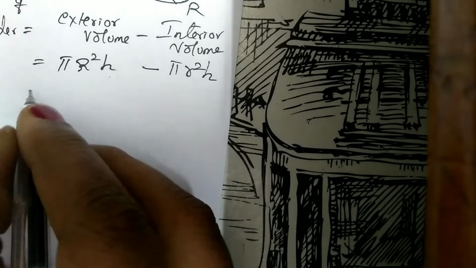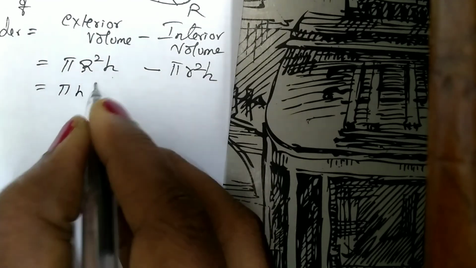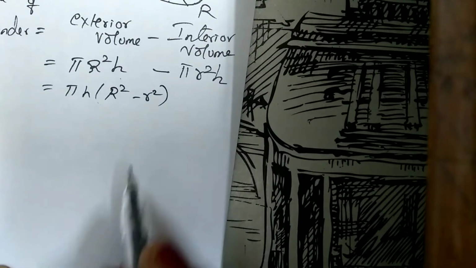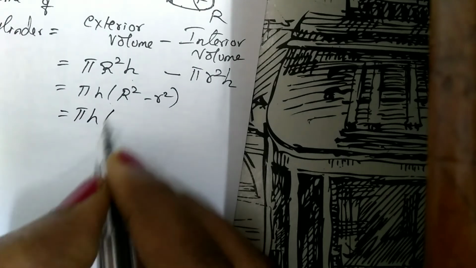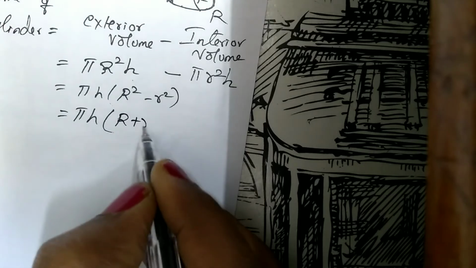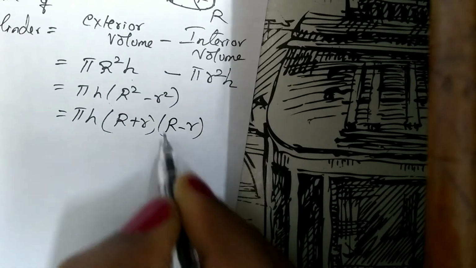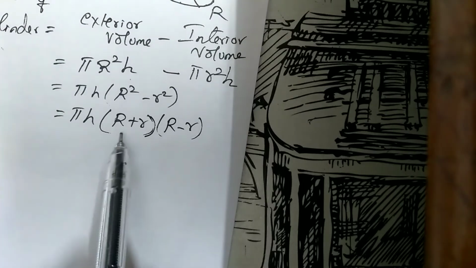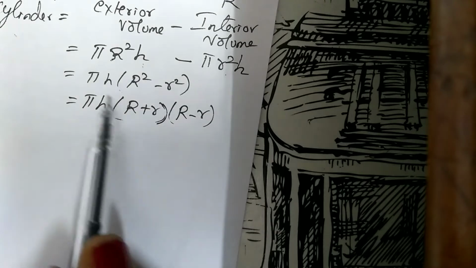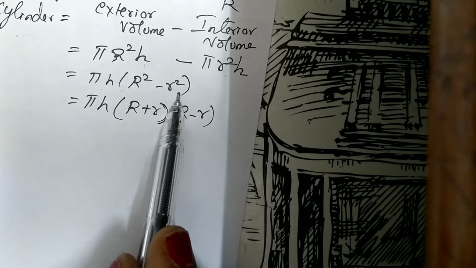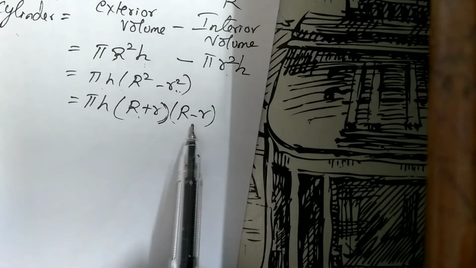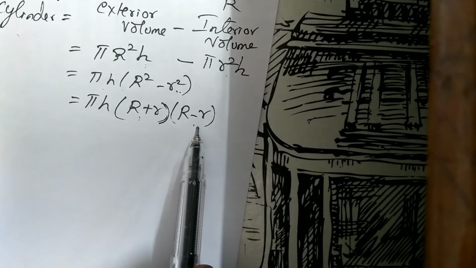Now you can see here pi h is common, R squared minus r squared. This again you can simplify. This looks like your algebraic identity, a squared minus b squared, which I can write as R plus r and R minus r. So the volume of the hollow cylinder is pi R squared h minus pi r squared h, which we simplify as pi h into R squared minus r squared, where this looks like your algebraic identity, a plus b into a minus b. So R plus r into R minus r.